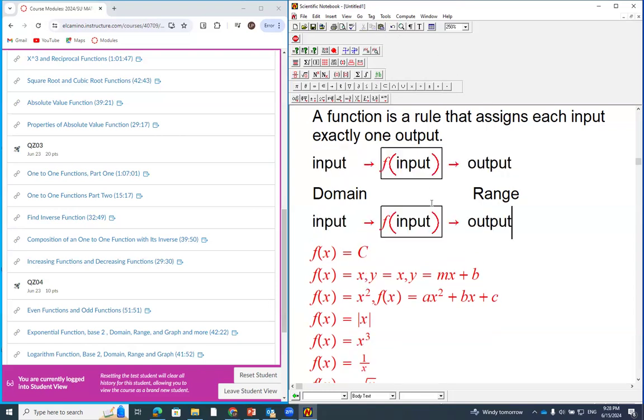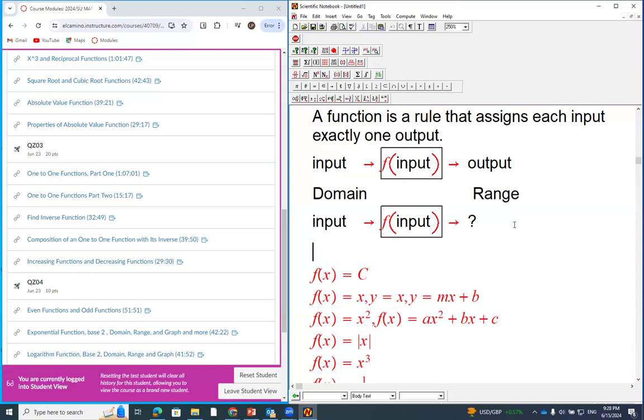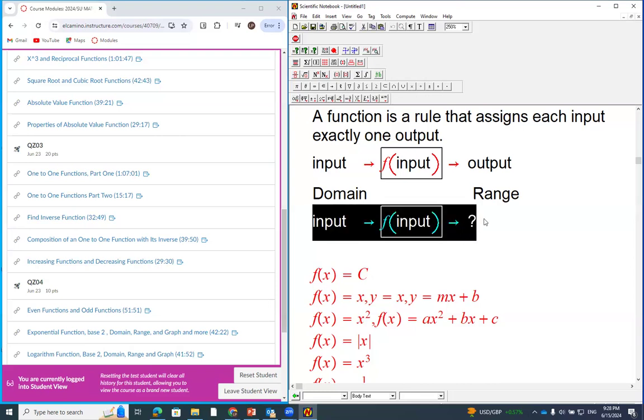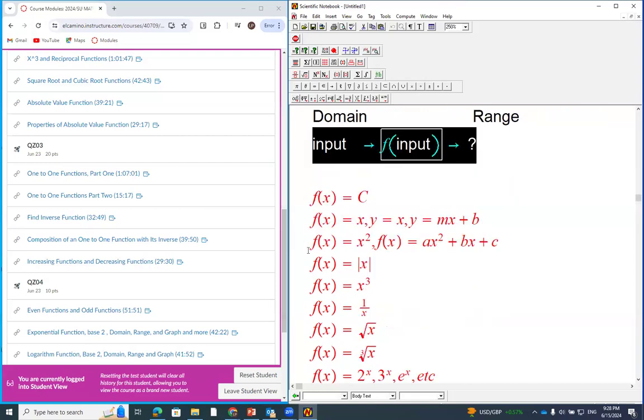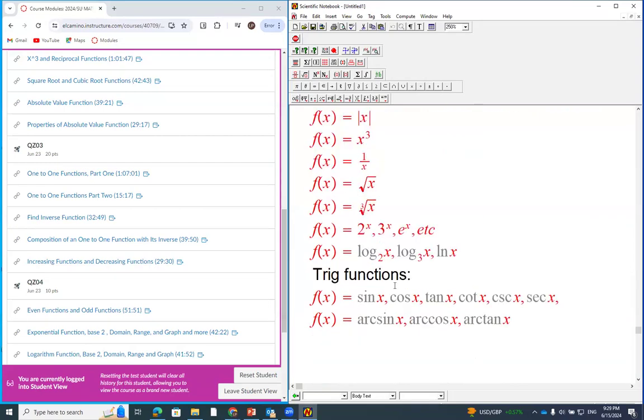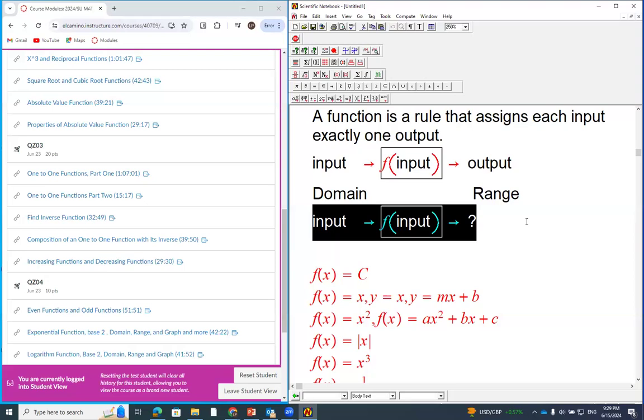And the next thing we study about these functions is that sometimes we know the input and we want to find output. So input is known, we want to find output. Okay, so for these, we're going to graph all of these functions.